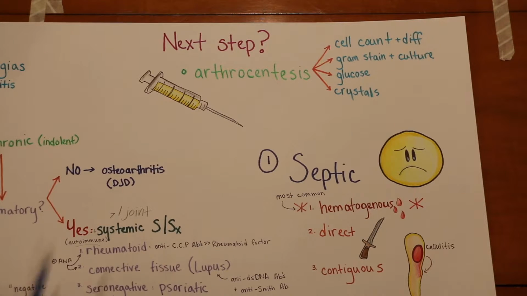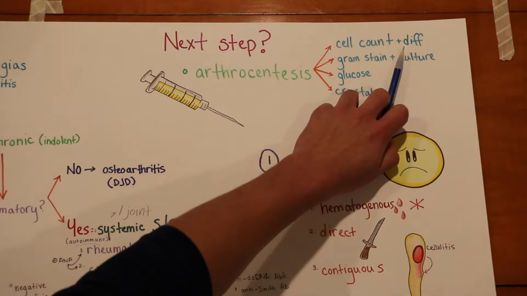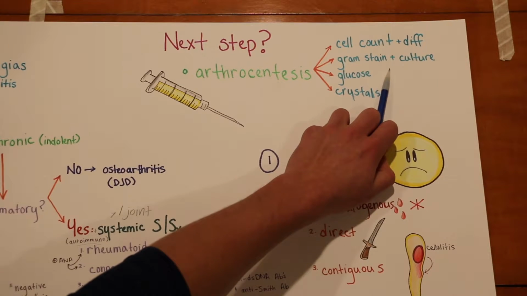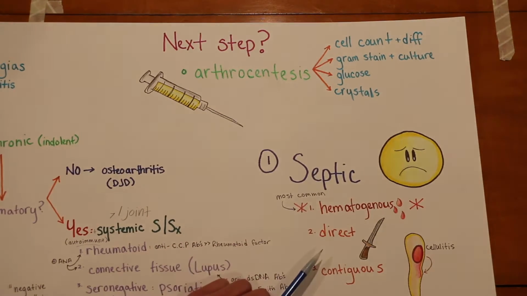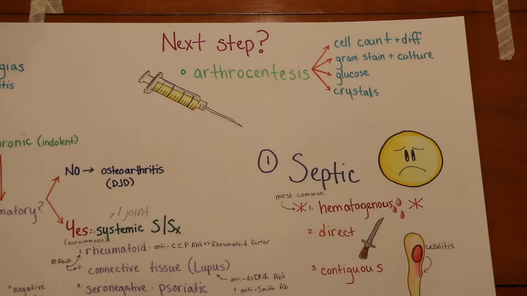Joint fluid aspirate should be sent for a cell count with cell differential, gram stain and culture, glucose levels, and analyzed for crystals. With the results of the joint aspiration and a clinical correlation, you can normally make the diagnosis.